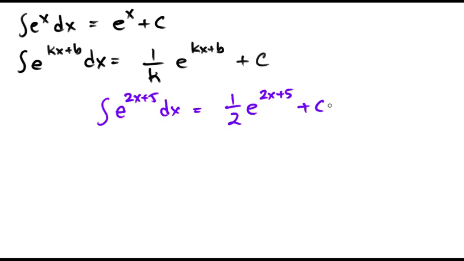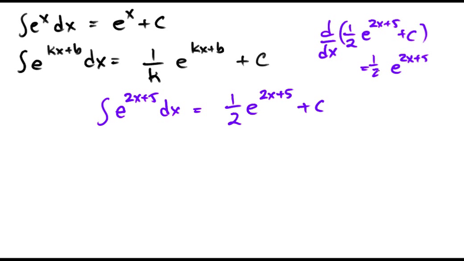And you can check any of these anytime you want. All you need to do is take the derivative of your answer, e to the 2x plus 5 plus c, and see what you get. When you take the derivative of this, it's e to the 2x plus 5. That's not x, so it multiplies by 2, so 1/2 times 2 is 1. The derivative of your constant is 0. These numbers cancel, so e to the 2x plus 5, which is the function that I wanted to take the antiderivative of. So you can always go back and check.